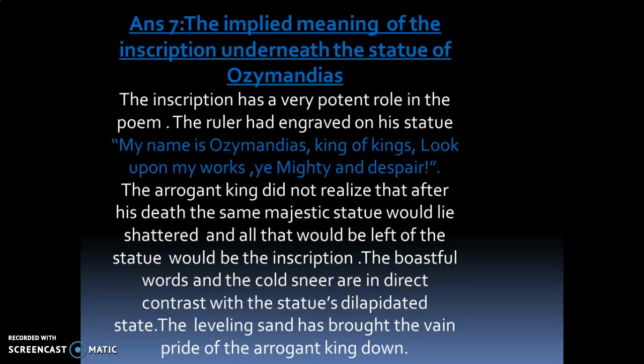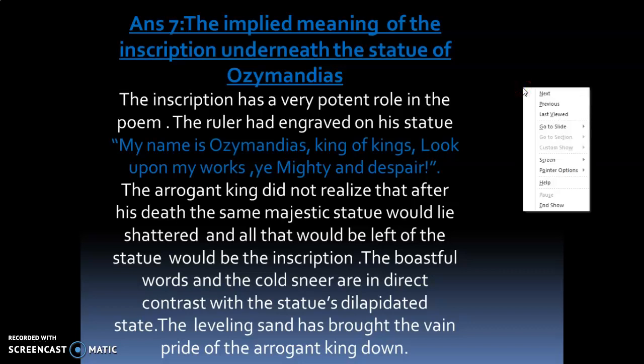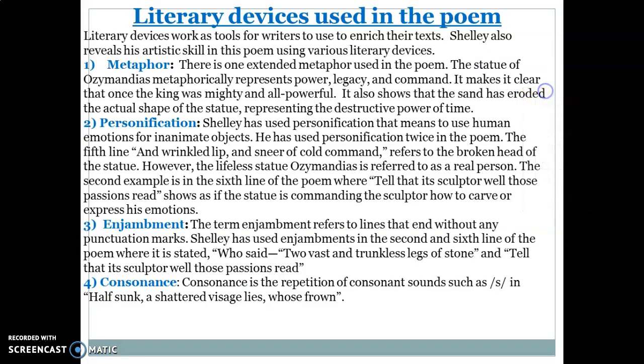Answer to question number 7. The implied meaning of the inscription underneath the statue of Ozymandias. The inscription has a very important role in the poem. The ruler had engraved on his statue, "My name is Ozymandias, king of kings. Look upon my works, ye mighty, and despair." The arrogant king did not realize that after his death, the same majestic statue would lie shattered, and all that would be left of the statue would be the inscription. The boastful words and the cold sneer are in direct contrast with the statue's dilapidated state. The leveling sand has brought the vain pride of the arrogant king down.